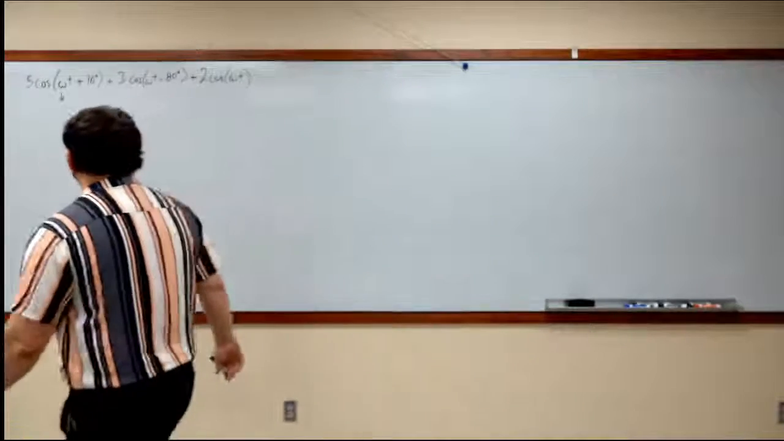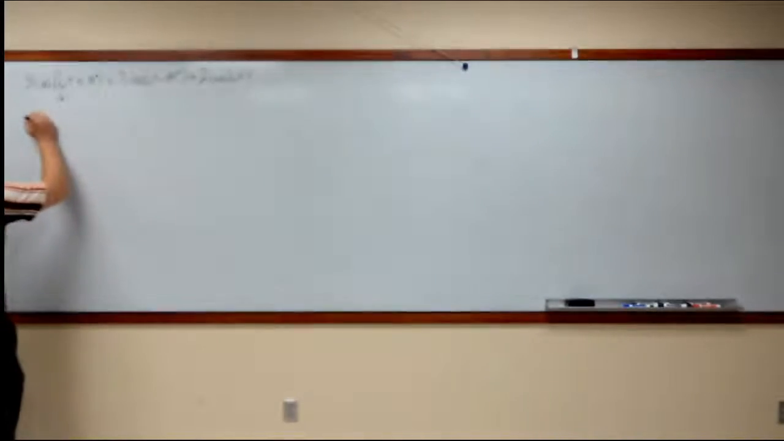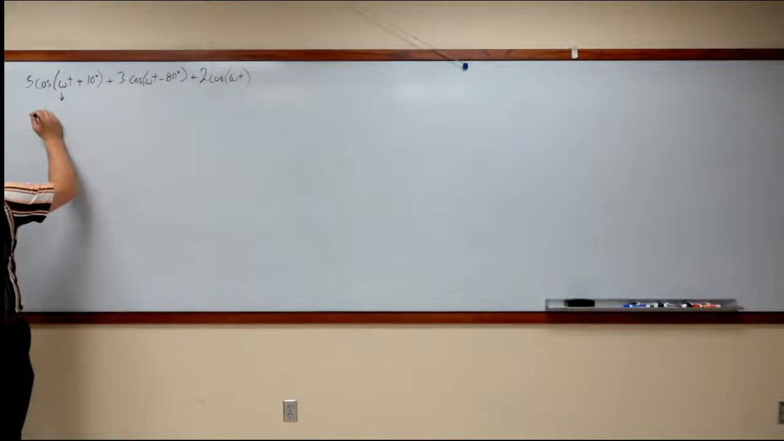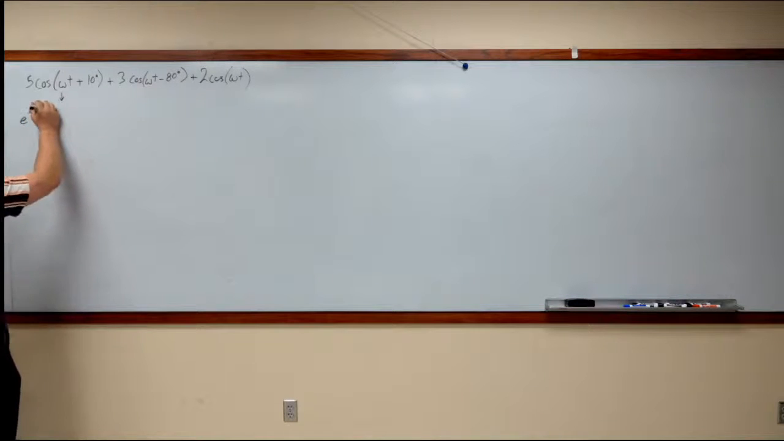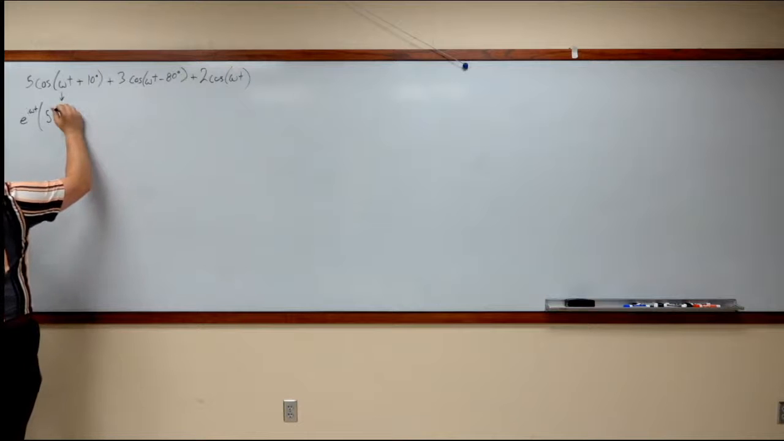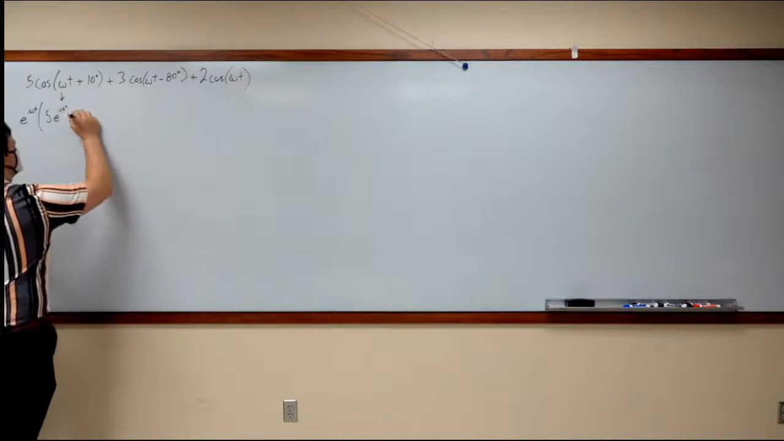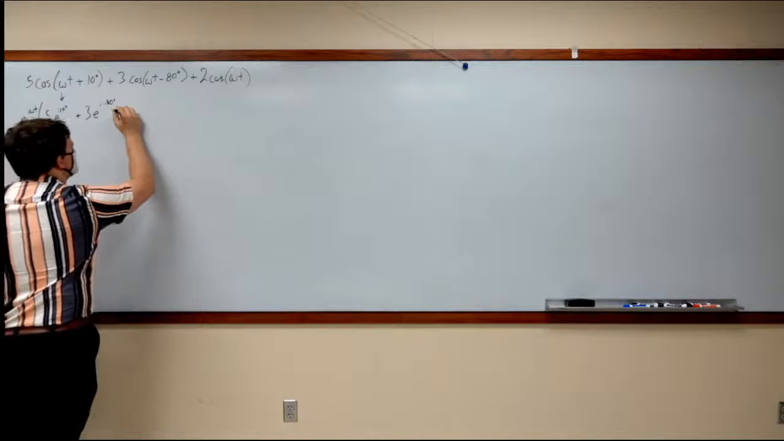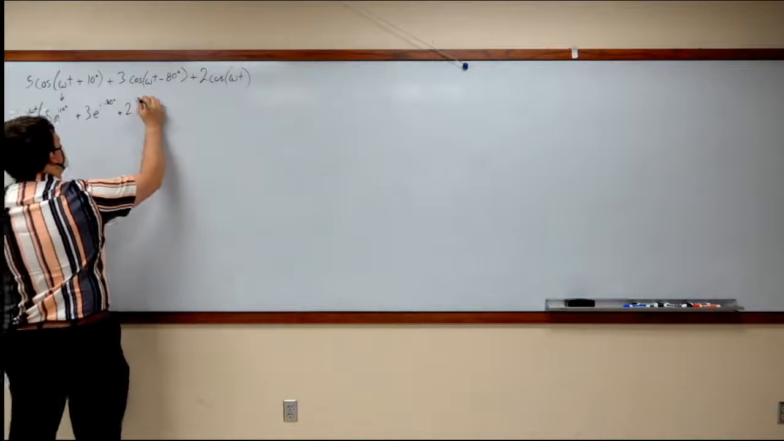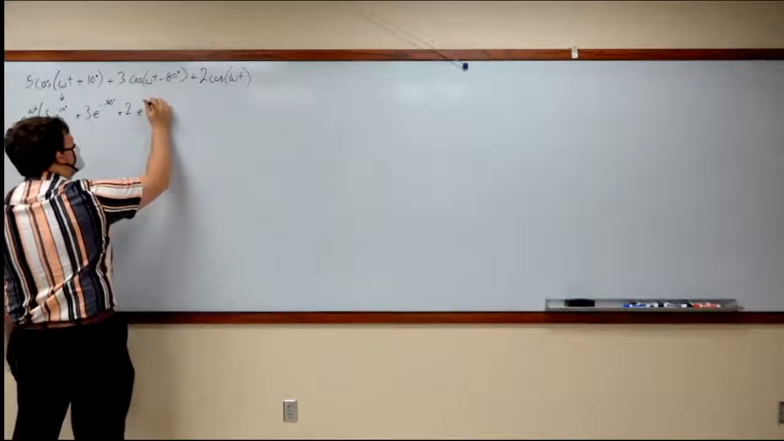We can go ahead and just pull out the e to the I omega t, multiply that by 5 e to the I times 10 degrees, plus 3 e to the I times negative 80 degrees, plus 2 e to the I times, what, 0 degrees?